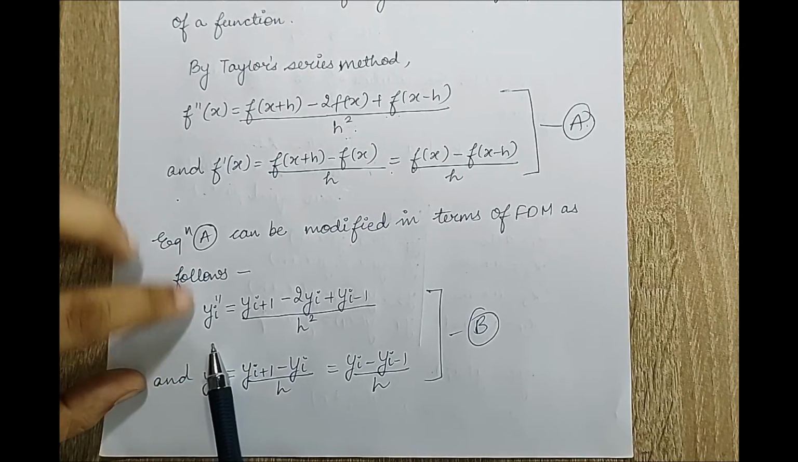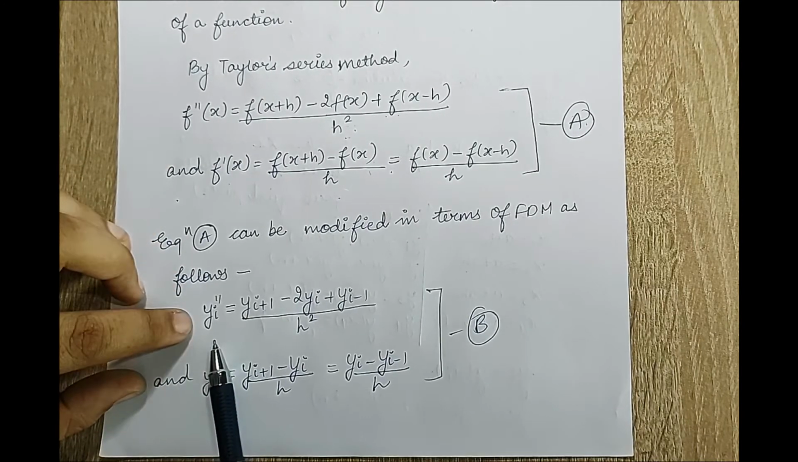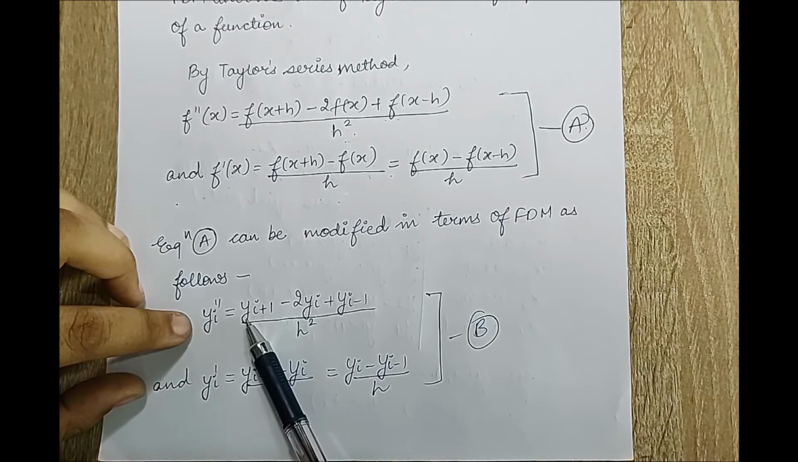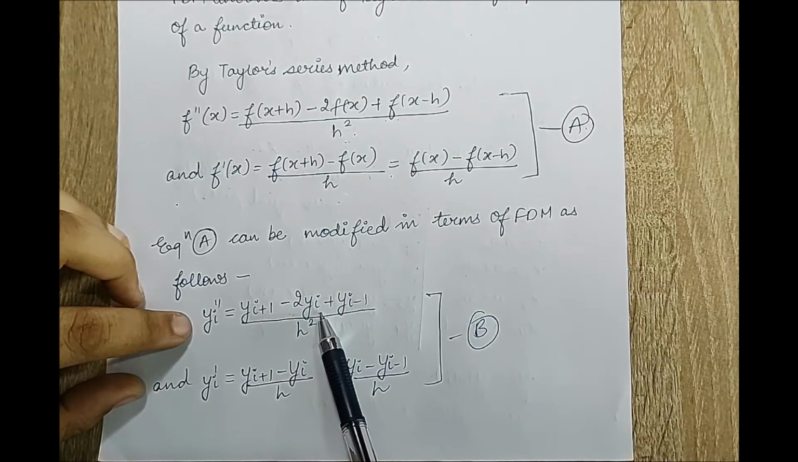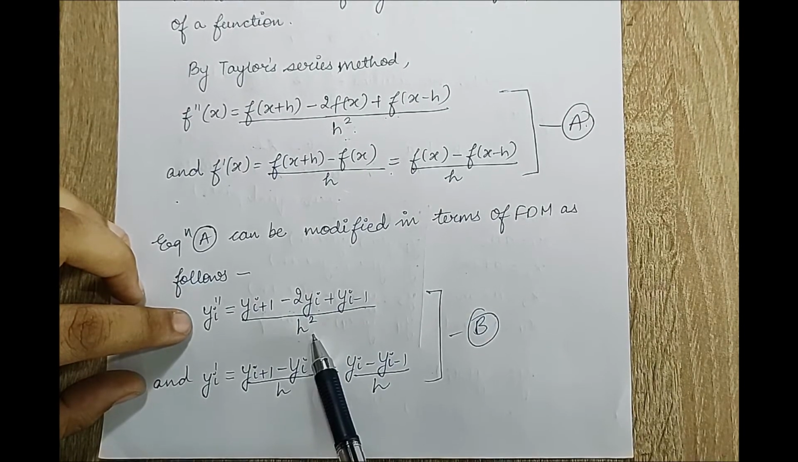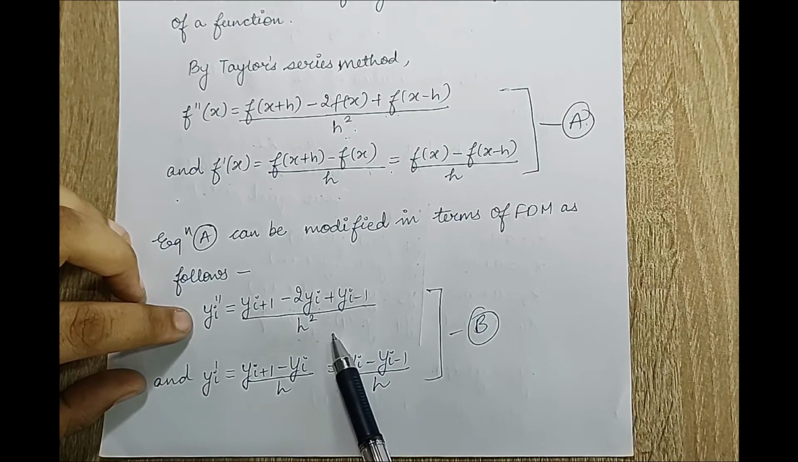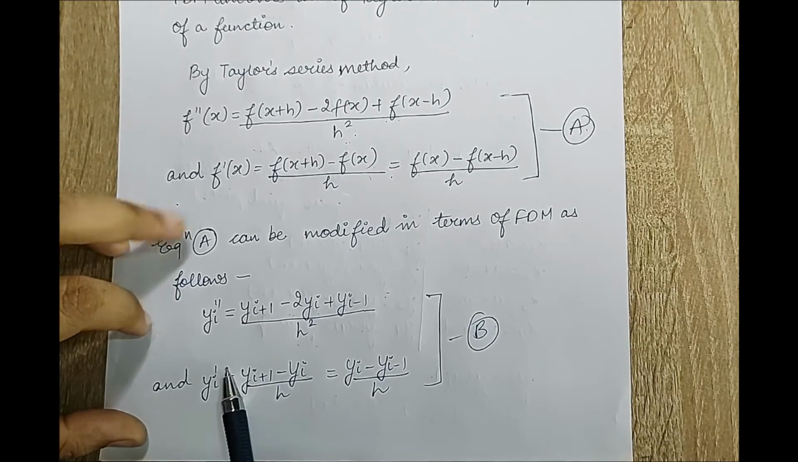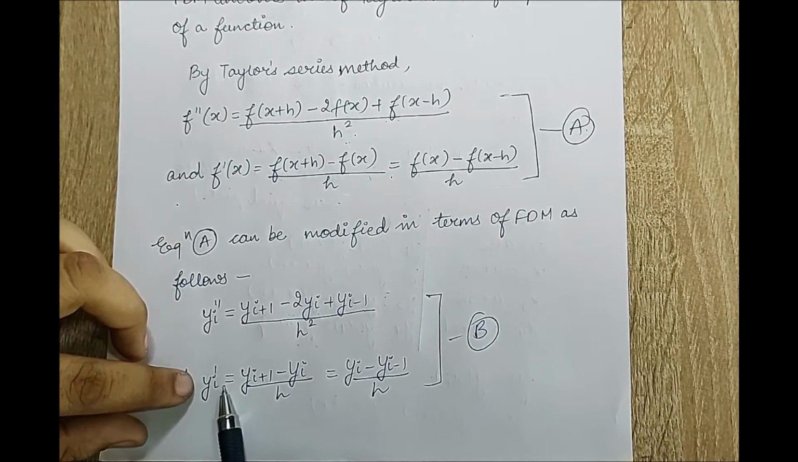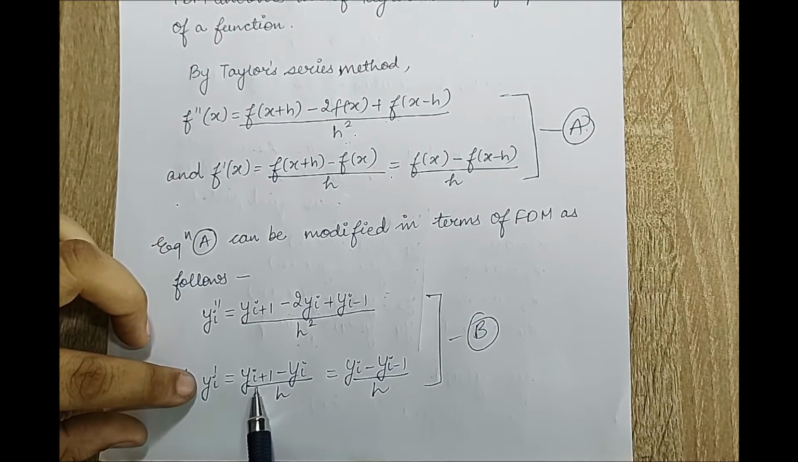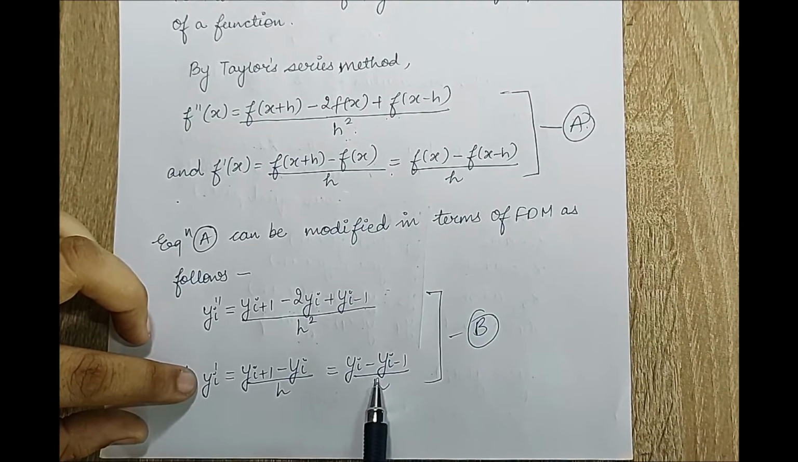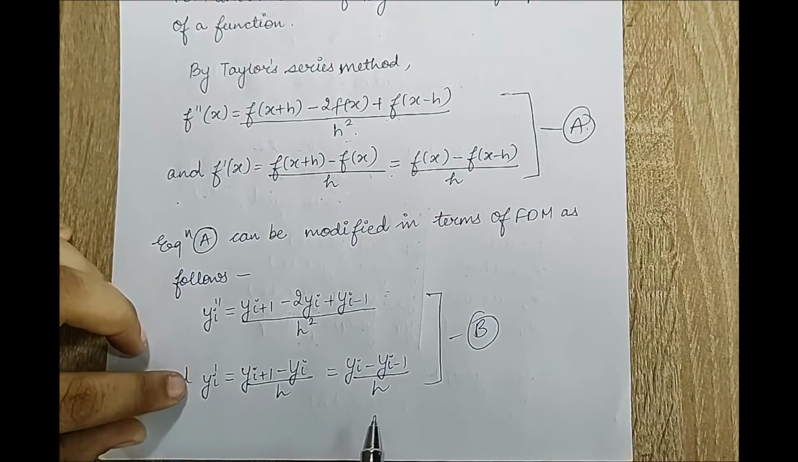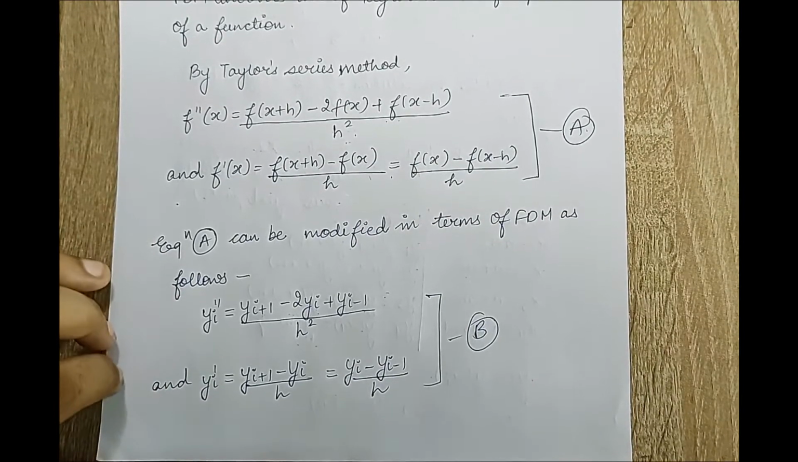So from here I wrote f double dash x as yi double dash. This term is yi plus 1 minus 2yi plus yi minus 1 upon h square. This is one equation. This is in line with these equations. And the other equation is, instead of f dash x, I have yi dash is equal to yi plus 1 minus yi upon h, or yi minus yi minus 1 upon h. So these are some equations for finite difference method.